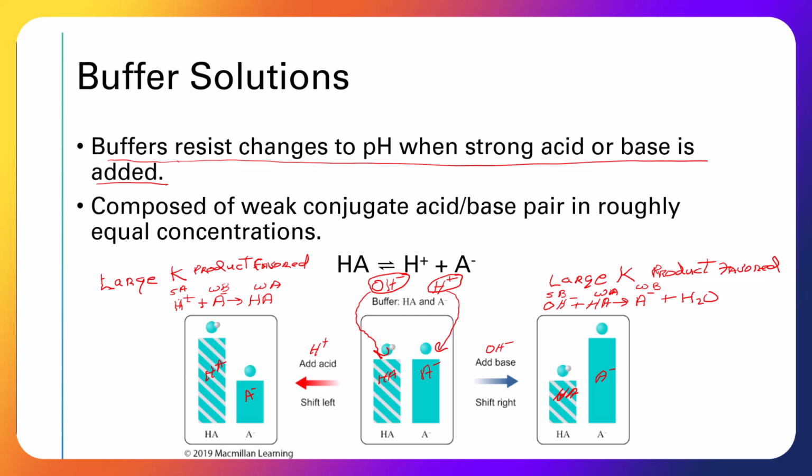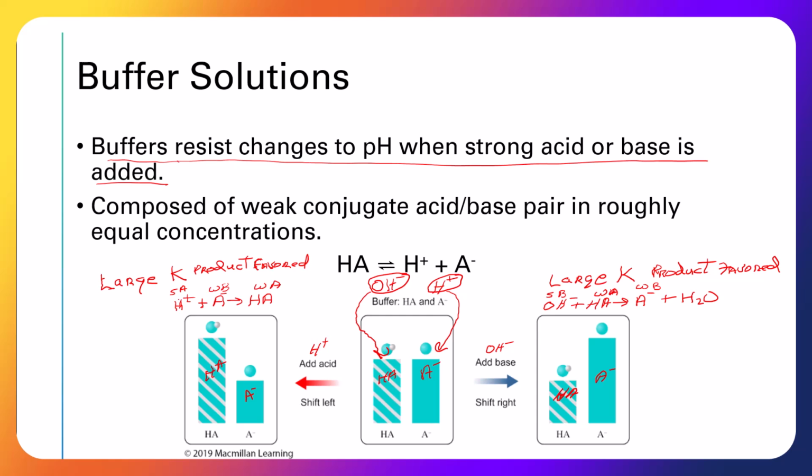And the weak acid will completely consume the addition of that small amount of strong base, making more of the weak conjugate base, and it's going to make some more water in the process. So this is essentially how buffers work. They absorb the addition of small amounts of strong acid or strong base by reacting with them.